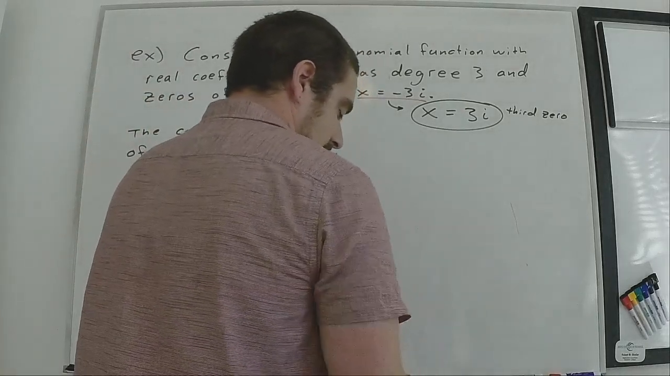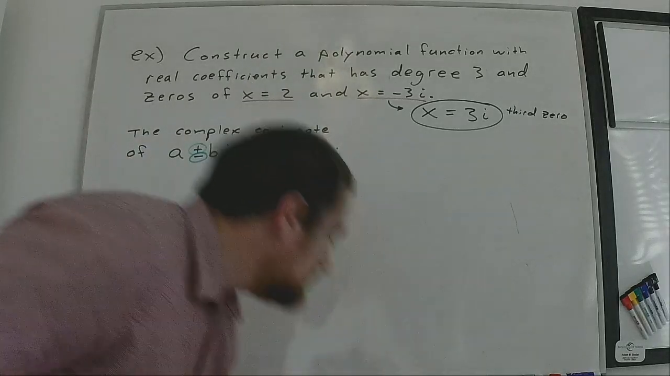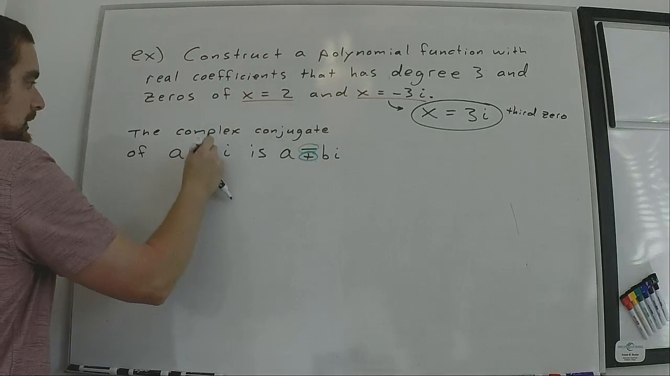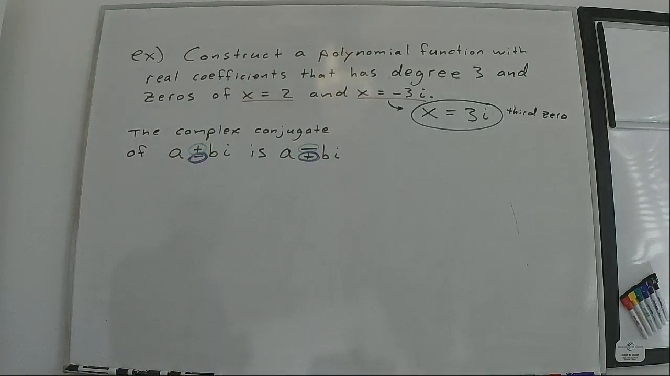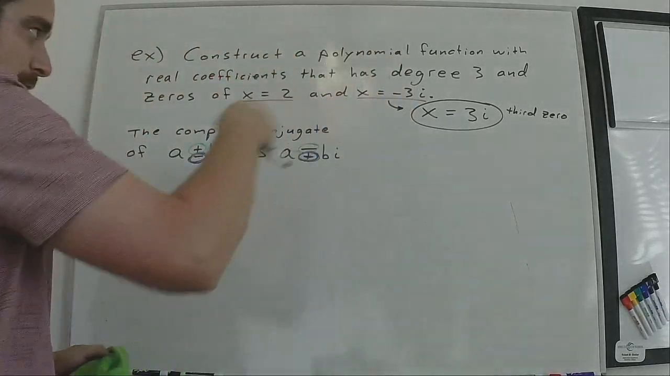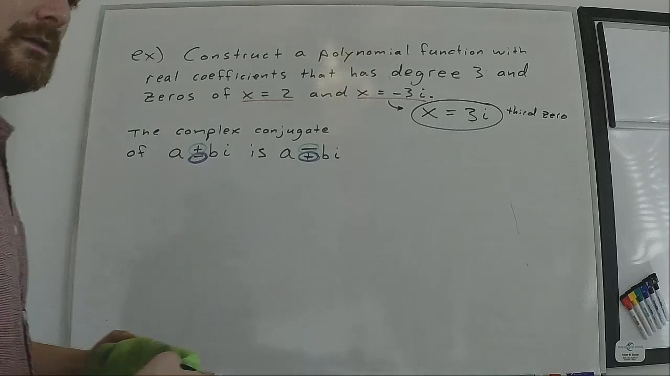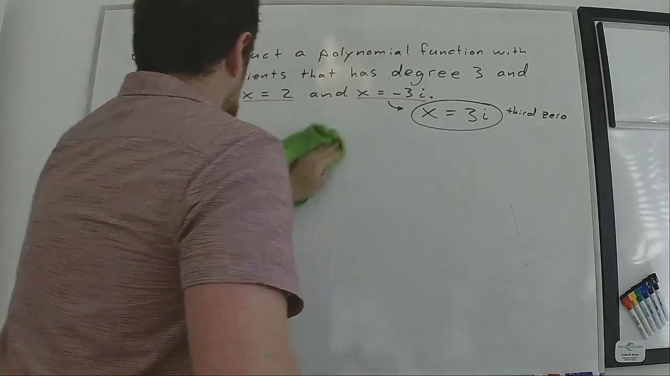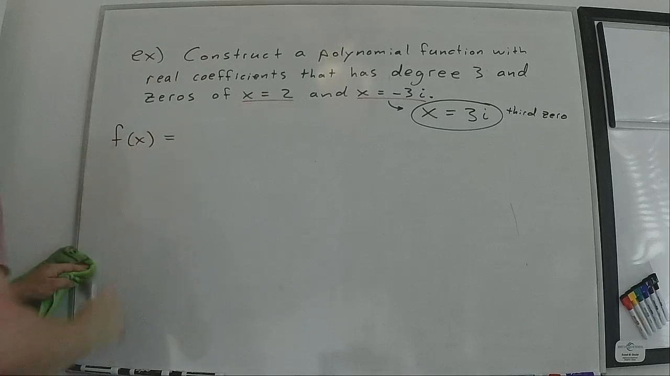So we can pick up these complex conjugates pretty nicely. I'll go with a purple. So if it's positive, I switch to negative. If it's negative, switch to positive. All right, so we've justified how we picked up that third zero. Let's go ahead and see if we can construct a polynomial that has these features. I'm just going to call it f of x.